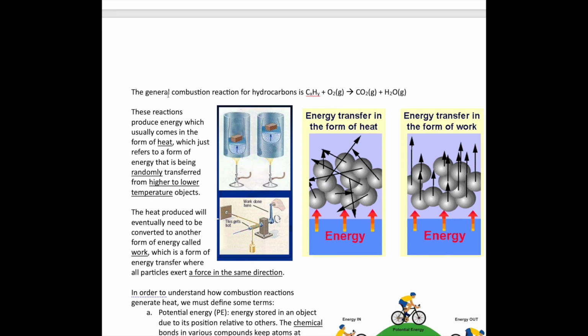As we said earlier, it's through combustion reactions, which look like this. You put the hydrocarbon with oxygen at high temperature, and what you release is carbon dioxide and water, both in gas form. You'll have to balance this equation, and we learned how to do that before, but we wouldn't be able to do it for this equation unless we know what the x and the y are.